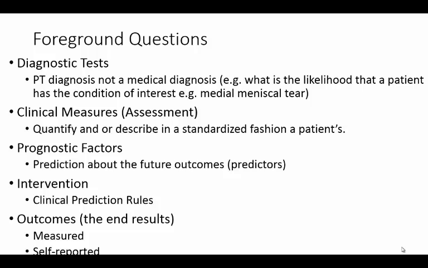Again, foreground questions can be about the diagnostic tests, the clinical measurements, or the assessment, the prognostic factors, intervention, or outcome measures. Remember, outcome measures are the end results. We can measure it ourselves with the goniometer, with manual muscle test, with isokinetic machine, with anything, or it can be also self-report.